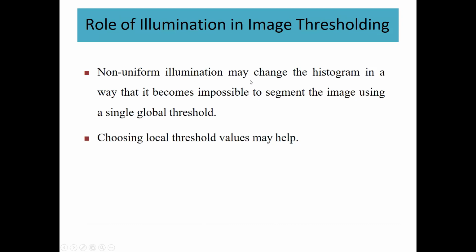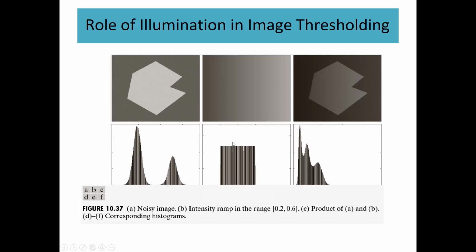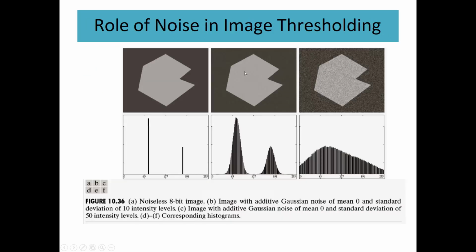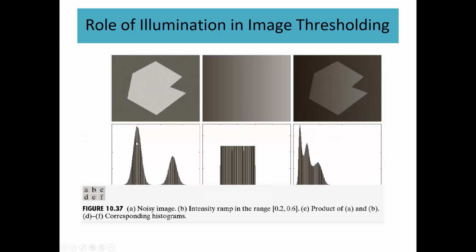Non-uniform illumination may change the histogram in such a way that it becomes impossible to segment the image using a single global threshold. Choosing a local threshold value may help us. Now, the role of illumination in image thresholding. Figure A illustrates a noisy image, which is the same image from the previous figure, shown in figure B. In the corresponding histogram, you can clearly see there is a valley, so we can select a threshold value here, and that will segment the image.